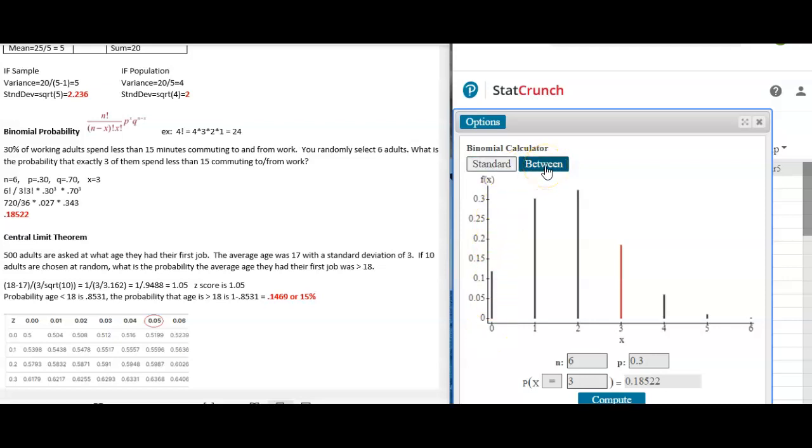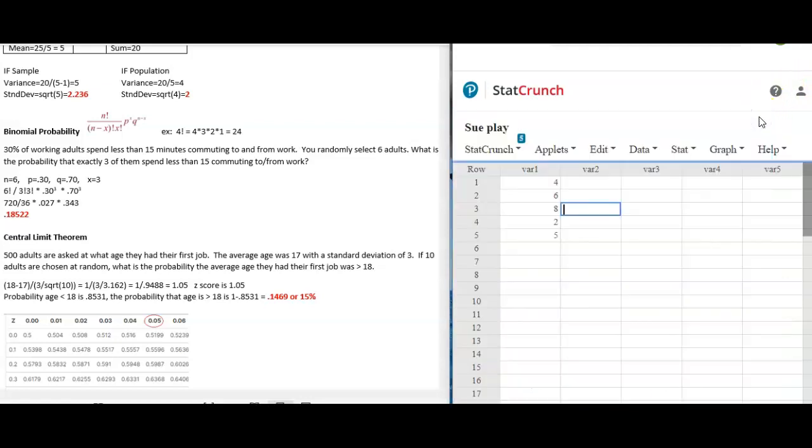You can do between two numbers if you need to. Obviously here you can select whatever you need to select, greater than or equal to, etc., or equal to. So it's just a matter of interpreting the problem, determining what our values are, and then plugging them in over here. Okay, the last thing I want to touch on is the central limit theorem and finding probabilities. So first we'll walk through doing this manually, and then we will use StatCrunch to do it.